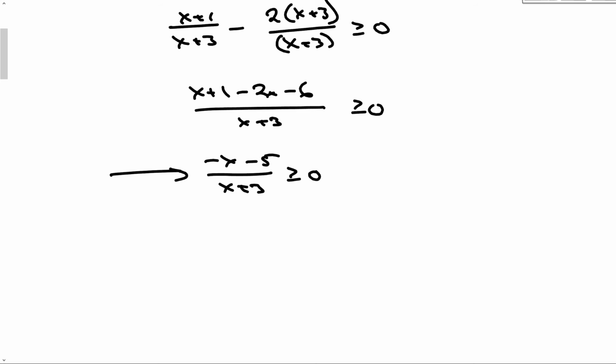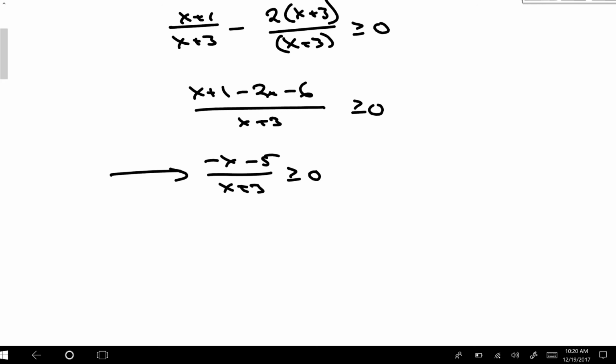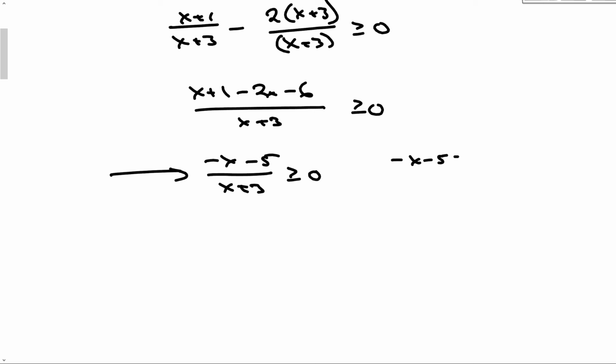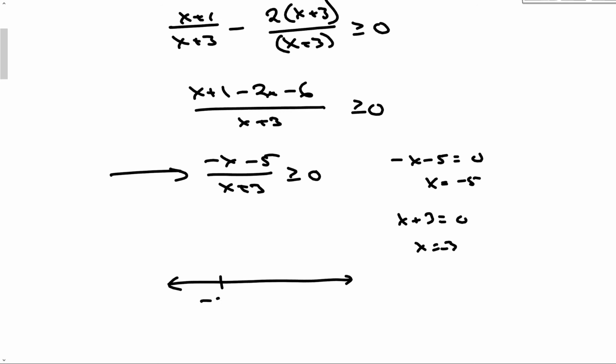Step 2, we are going to find the boundary points by setting the numerator and the denominator equal to 0 to find the intercepts and the vertical asymptotes, the 2 places where it's possible for this function to cross the x-axis. So we go -x minus 5, we set that equal to 0, and x plus 3, we set that equal to 0. Here we get that x is equal to -5. Here we get -3. Okay, so I make a graph and I put on it -5 and -3.